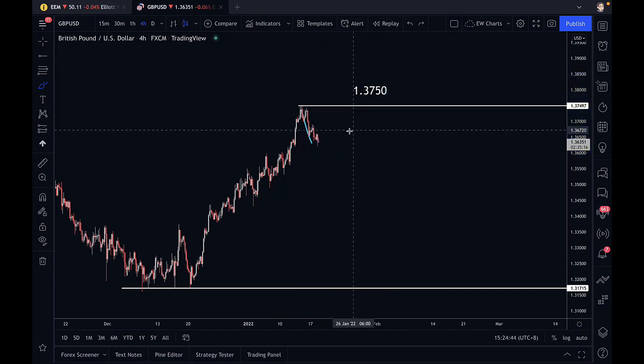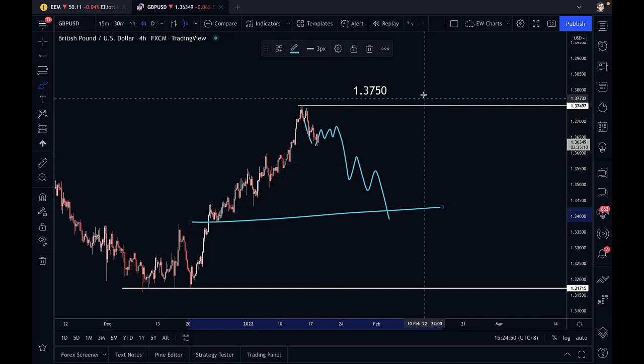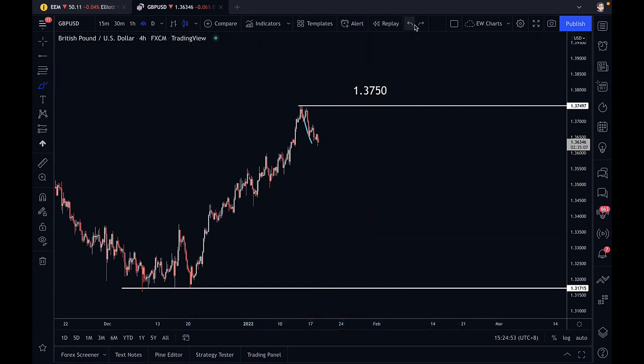Or this can develop into a smaller flag and we can continue to see more downside for pound dollar, maybe back towards this low. So for now, I would suggest maintaining a neutral perspective on pound dollar. Just give it time and see how the market develops.